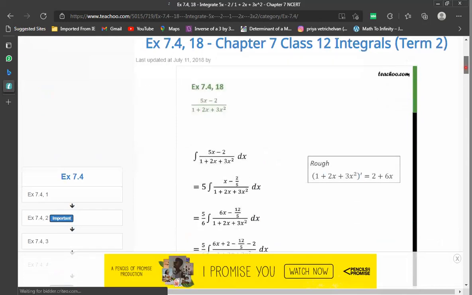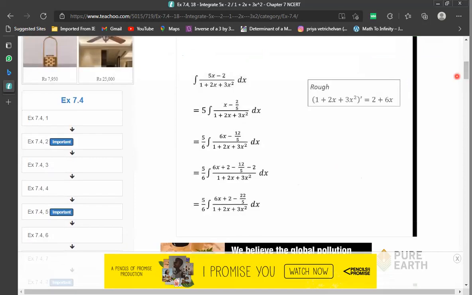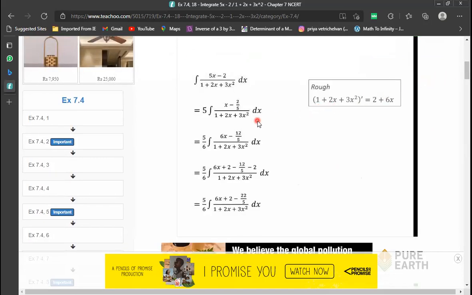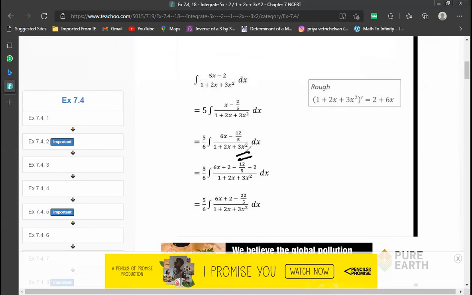This is also the same kind of question. They're just taking the 5 as common. So 5x minus 2 changed into x minus 2 by 5. They're multiplying this and dividing it by 6. So 6 times 2 changed into 12, x into 6 changed into 6x. Multiply and divide it by 6. Because when you differentiate this 3x square, you will be getting the result as 6x. For that purpose, we are just multiplying and dividing it by 6.